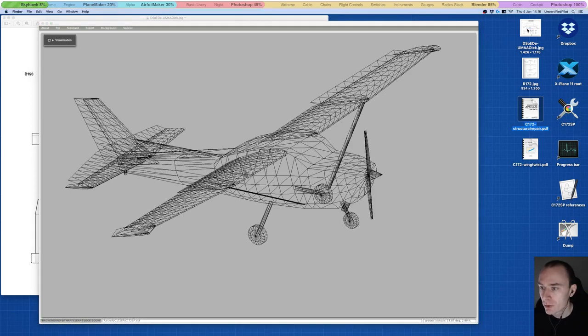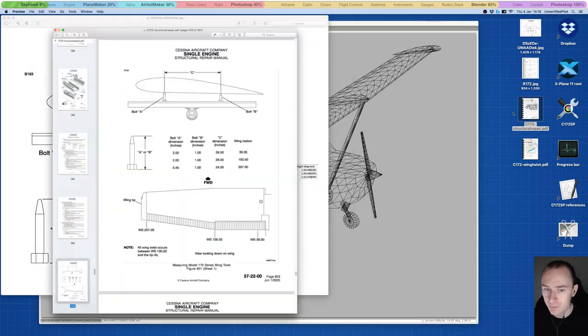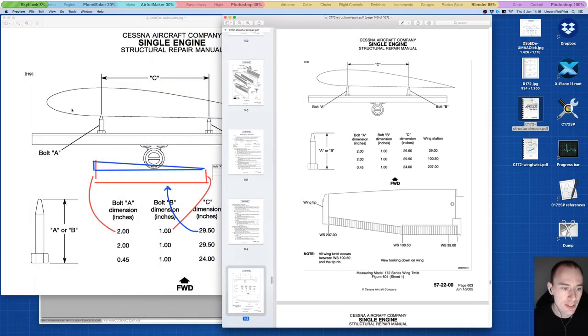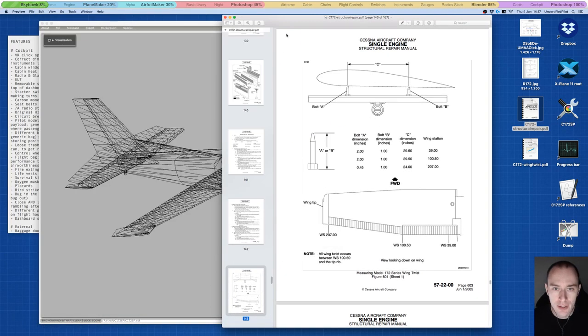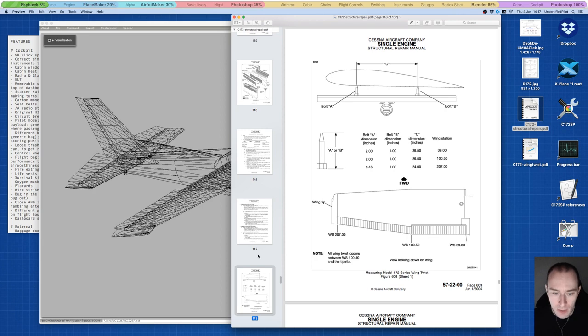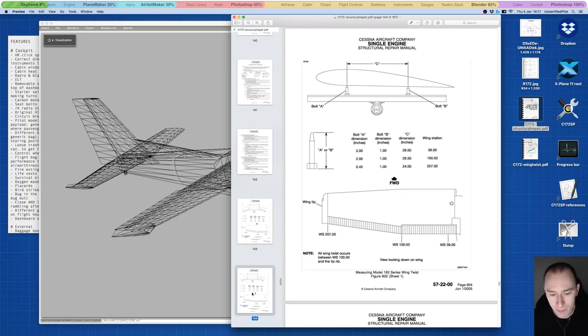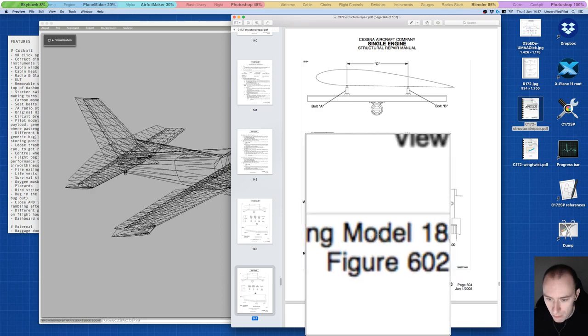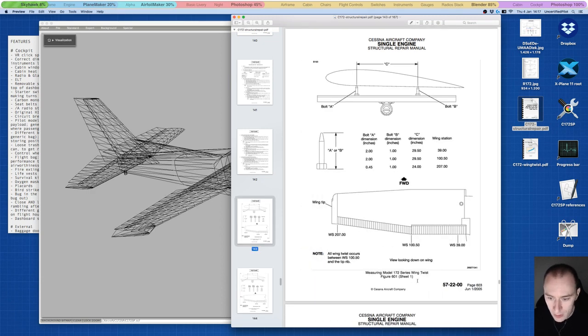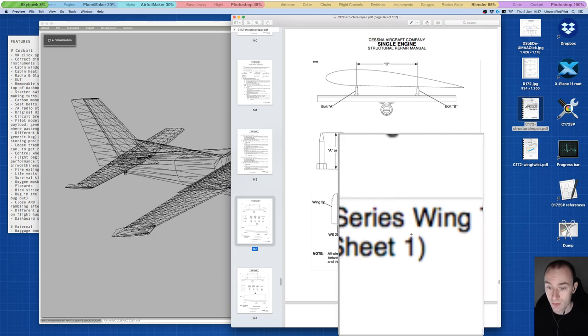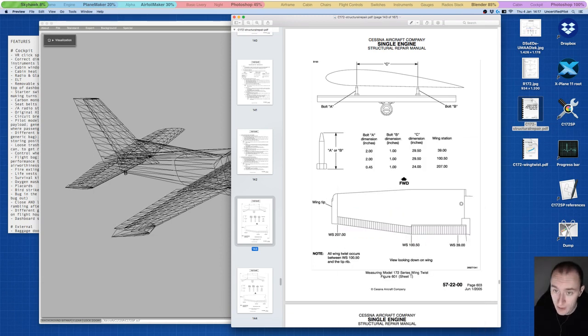And we found, let me see, yeah, it's this picture actually. Let me just hide that for now. Yeah, this one. So there are two pictures, or two pages. One is for the model 182, which we are not modeling. We're modeling the 172 series, and this is for all types, I guess.